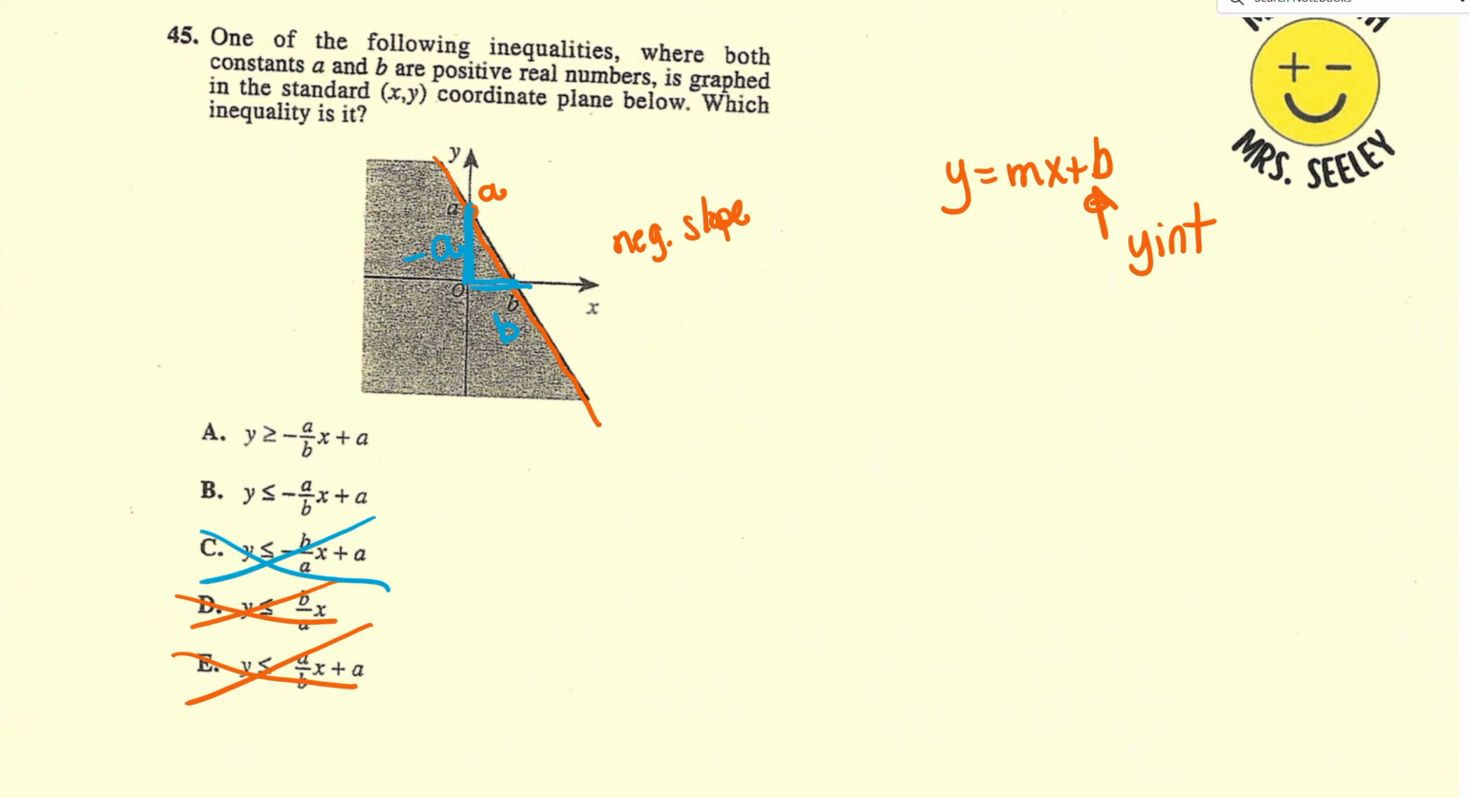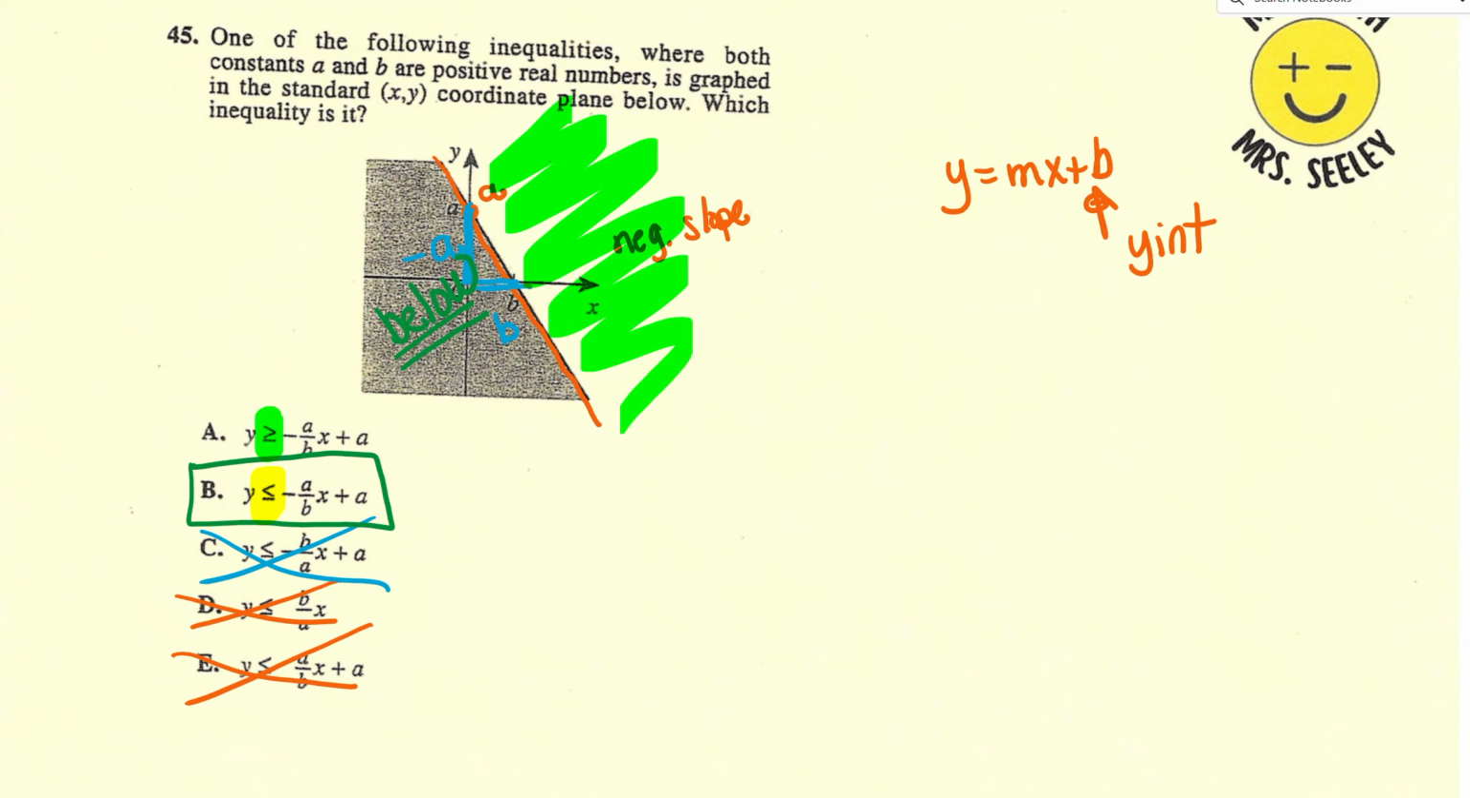Now here's another concept, and this is good because it kind of reminds you of something. Do you see how this is a shaded problem? And it's shaded below or underneath. When you're shaded below, it's less than. Less than shades below the line. If it had been greater than, it would have been shaded on top or above the line.